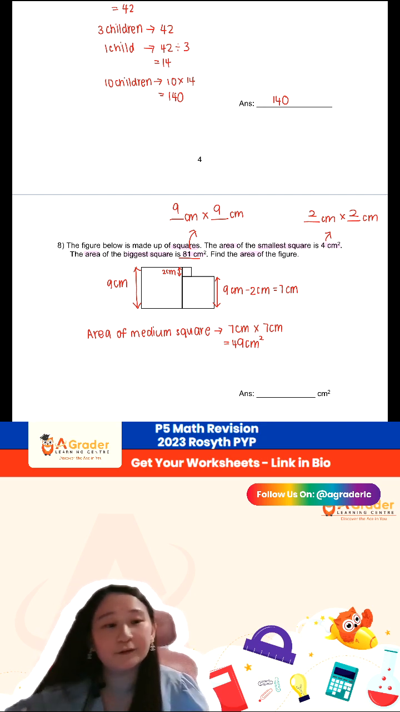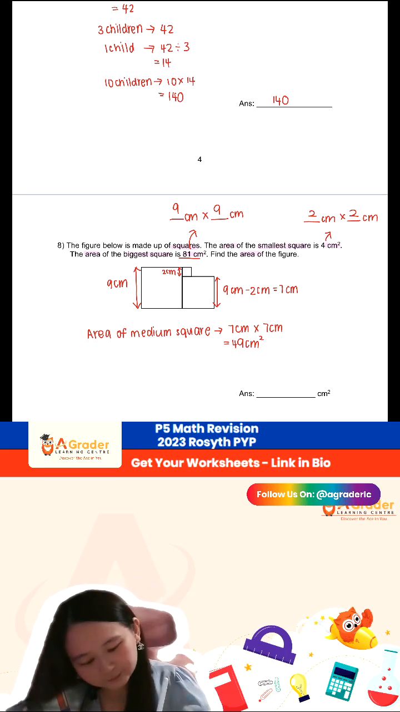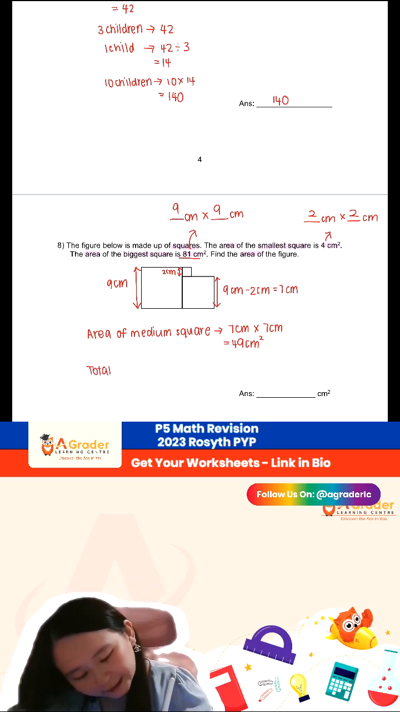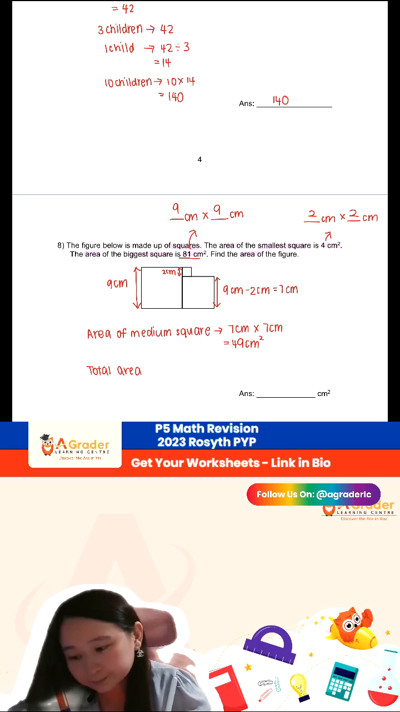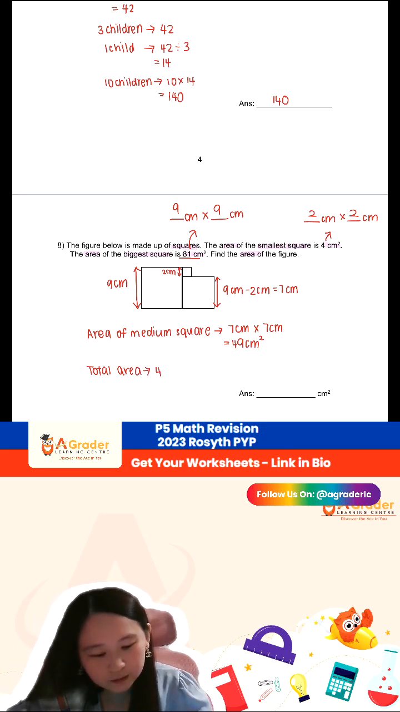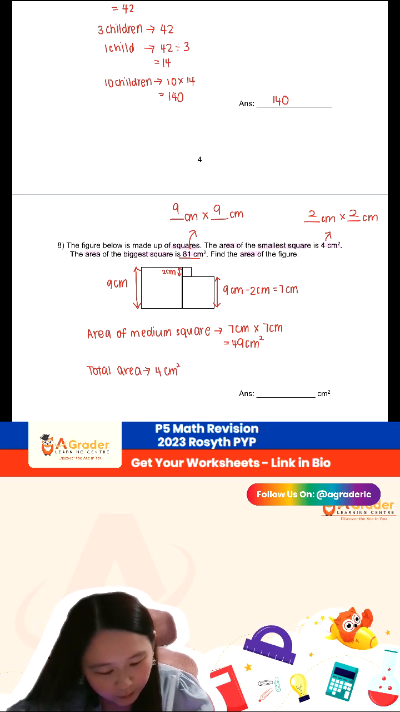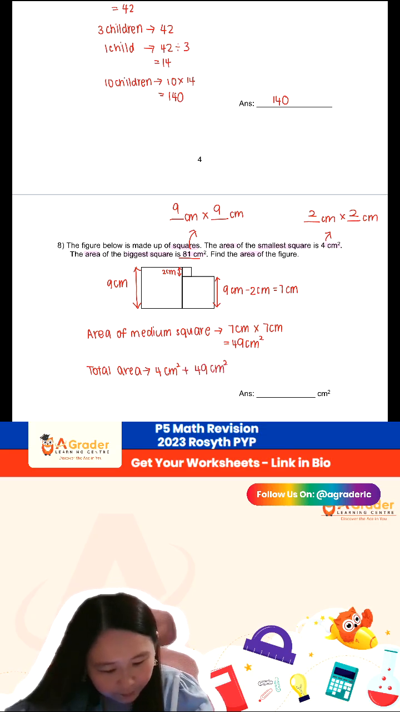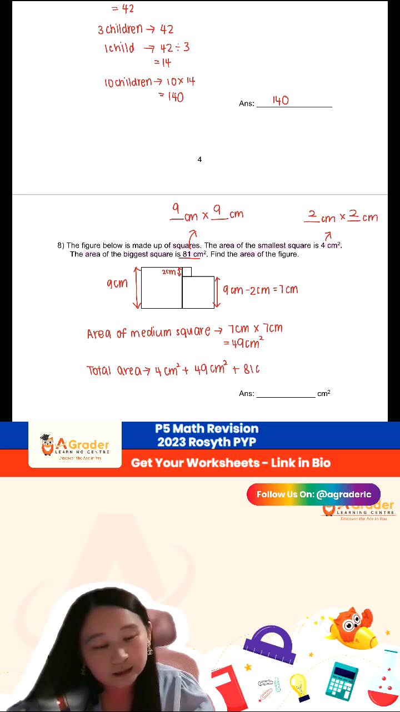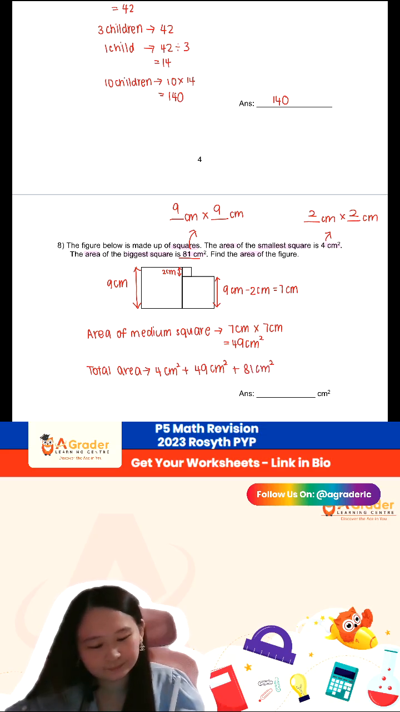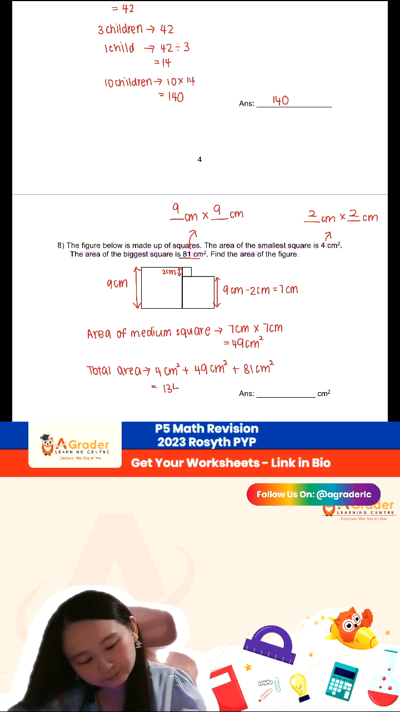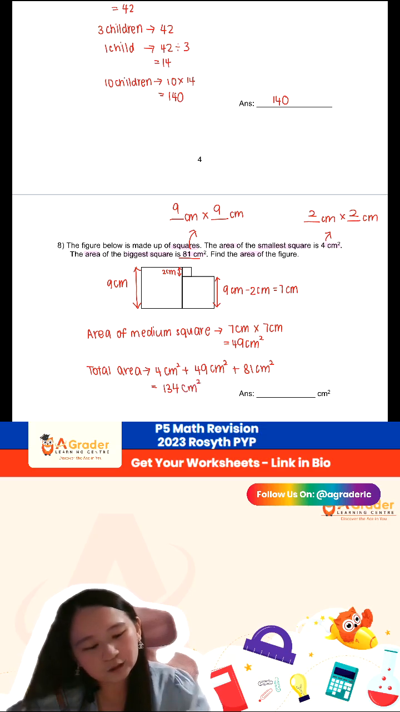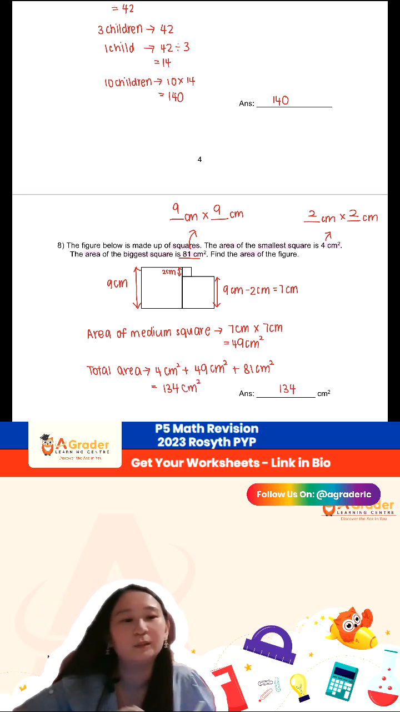Okay, they're asking for the area of the figure, means they want the area of the three different-sized squares. So we can find the total area by adding all their areas up. The smallest square is 4 centimeters squared. Medium square is 49 centimeters squared. And the largest square is 81 centimeters squared. So the total area is 134 centimeters squared.